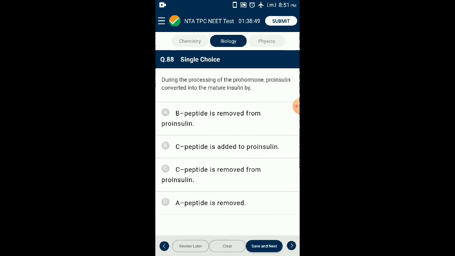Question number 88. During the processing of the prohormone, proinsulin is converted into mature insulin. Mature insulin consists of two polypeptide chains made up of 51 amino acids, A and B, consisting of 21 and 30 amino acids respectively. In mammals, insulin is synthesized from a pre-prohormone called pre-proinsulin. This inactive form has 110 amino acids. So the answer for this question is option C. C peptide is removed from proinsulin to convert it to the active form.